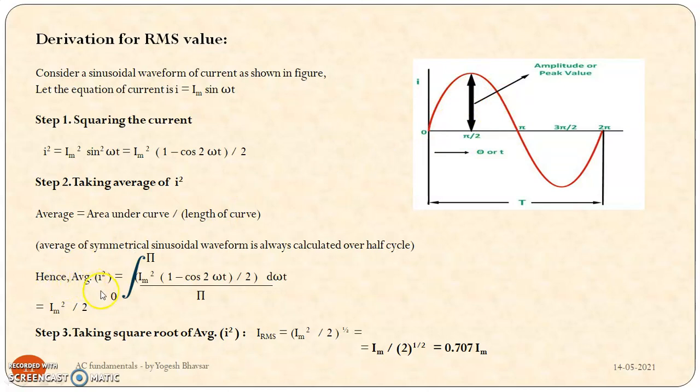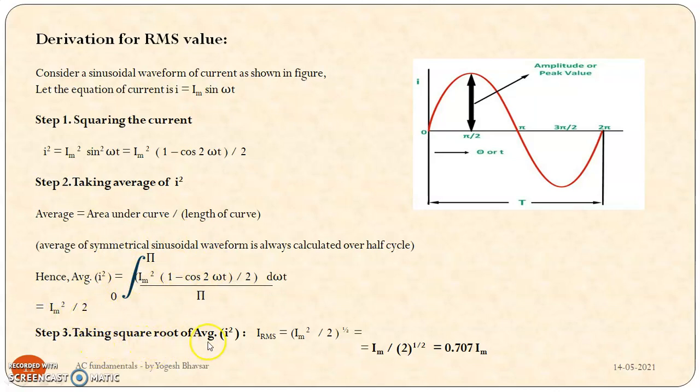Hence the average of i square is given by the integration from 0 to pi of i square d omega t. The value of i square is Im square (1 minus cos 2 omega t) by 2, divided by the length of the curve, which is pi. By calculating this integration, we get Im square by 2.